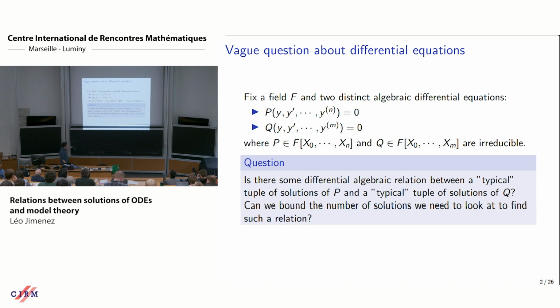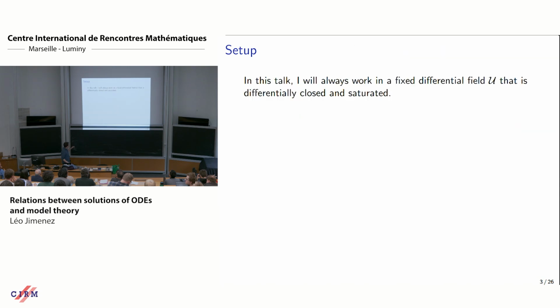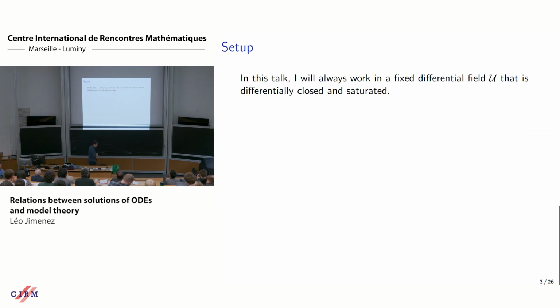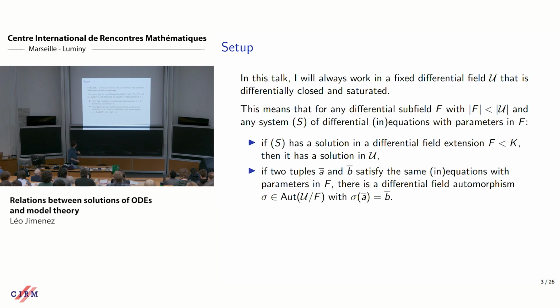All right. This is a bit vague for now, and before I make this more precise, I just want to introduce my setup, which is maybe the first model theoretic step in this talk. I'll work in a differential field that I'll call U, which is just a field with a derivation that satisfies the Leibniz rule, so additive and Leibniz rule, which is differentially closed and saturated. I'm not going to say exactly what this means, but I'll give you what it entails for us.